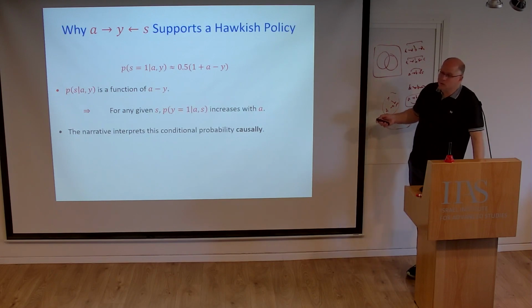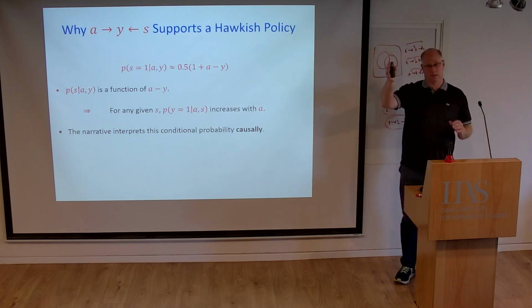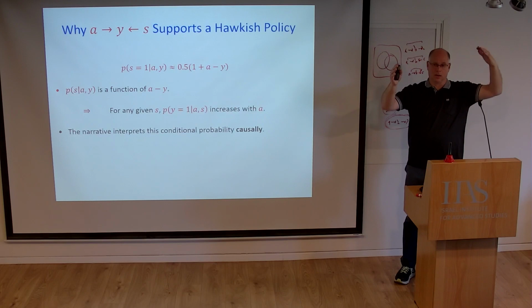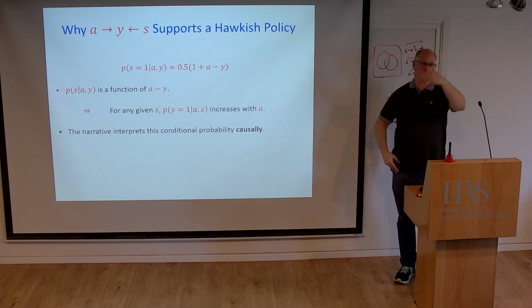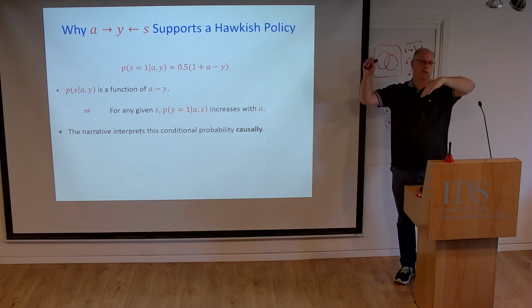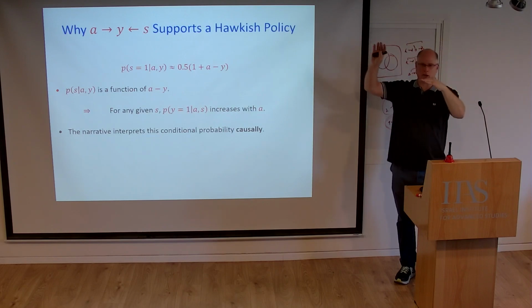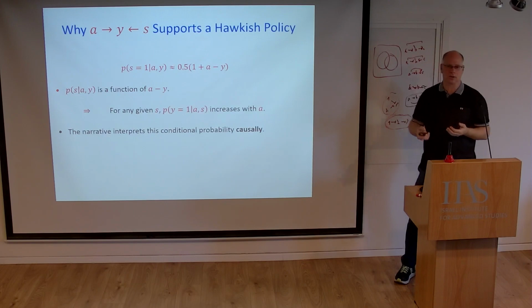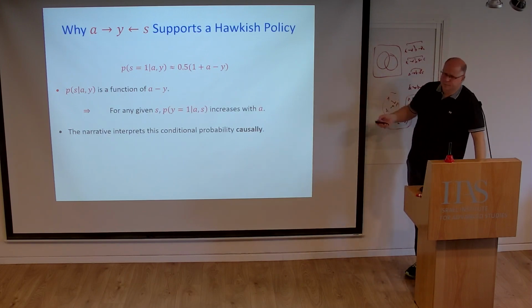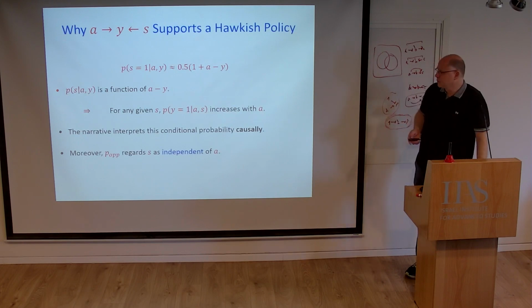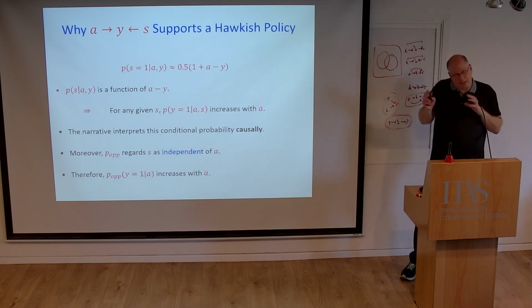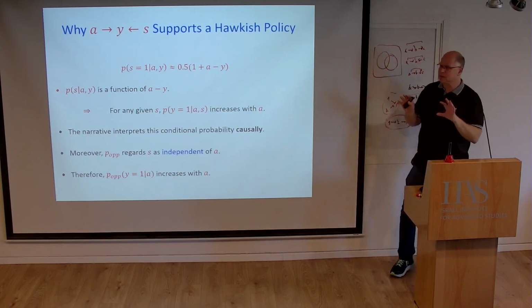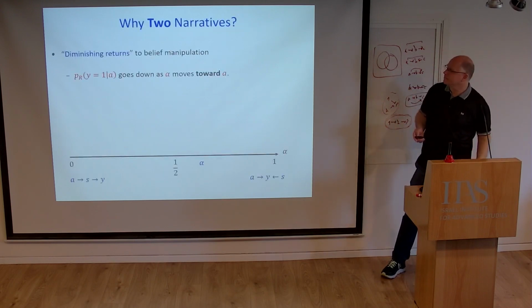Moreover, because the narrative views S as independent of A, it effectively says for any S, increasing A will increase Y, and also increasing A will not change the distribution over S. So it's like a dominant strategy to increase A, because for any S, increasing A will increase Y, and will not change anything about S. So that's why this narrative favors a hawkish policy. So this explains why we have this alliance. Again, everything of course depends on the parameterization, but this explains why you have this alliance between policies and narratives. But why two narratives?